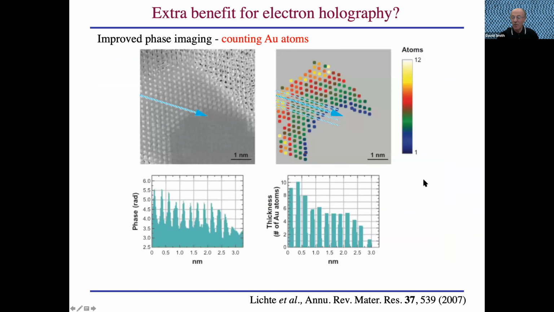And an extra benefit for holography that people weren't anticipating at the time: correcting aberrations using holography was quite tedious, taking out the astigmatism, taking out the coma, XY in both cases. If you did the aberration correction first, as Hannes Lichte and colleagues did, they were able to get better phase imaging to the extent that they could start counting the gold atoms in a column.